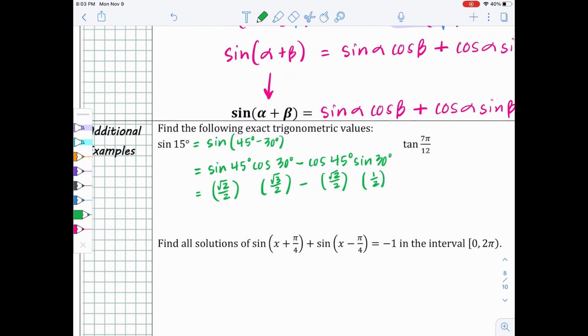Our next step is to put these together and simplify. The square root of 2 over 2 times the square root of 3 over 2 comes together as the square root of 6 over 4. Minus, and the square root of 2 over 2 times 1/2 is the square root of 2 over 4. And lastly, we can put that together and say that's the square root of 6 minus the square root of 2, all over the common denominator of 4. And that is the exact value for the sine of 15 degrees.